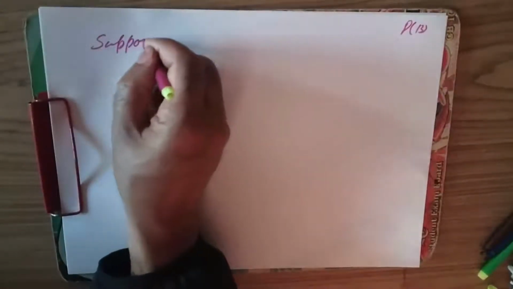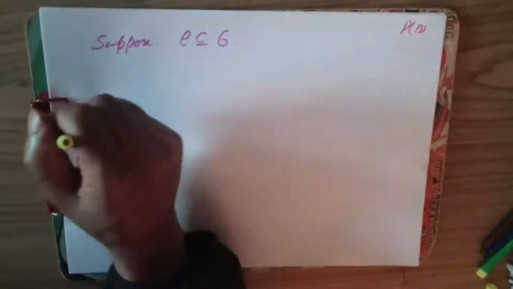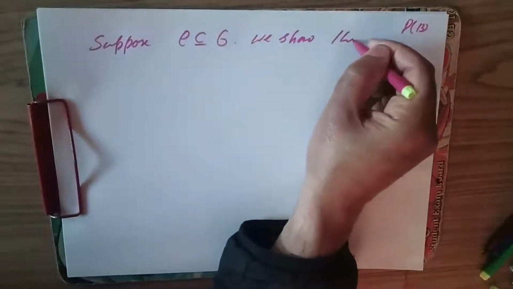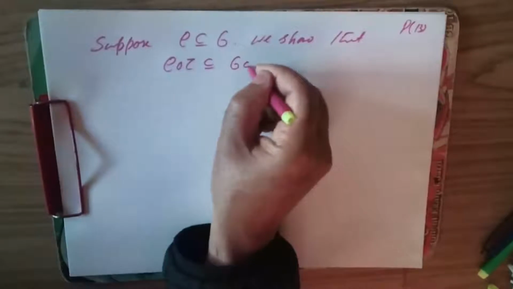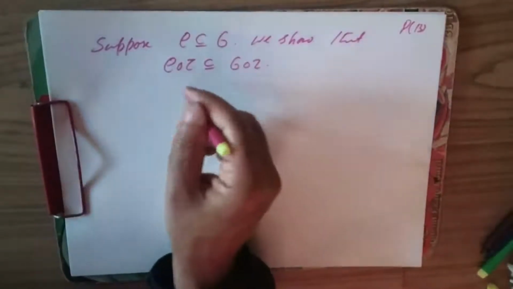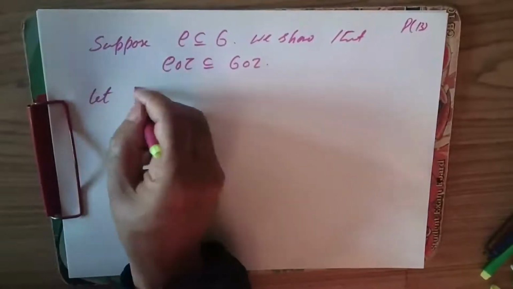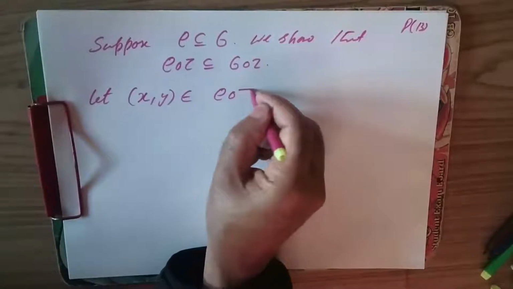So suppose rho is a subset of sigma. We show that rho composition tau is a subset of sigma composition tau. So let's choose any element here. This is a set of ordered pairs, so let's choose any element. Let (x, y) belong to rho composition tau.